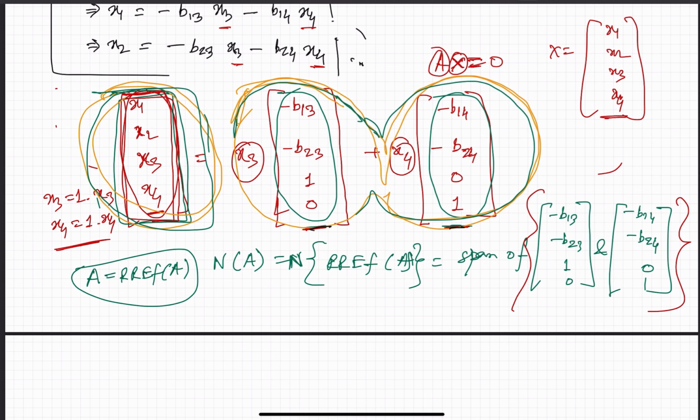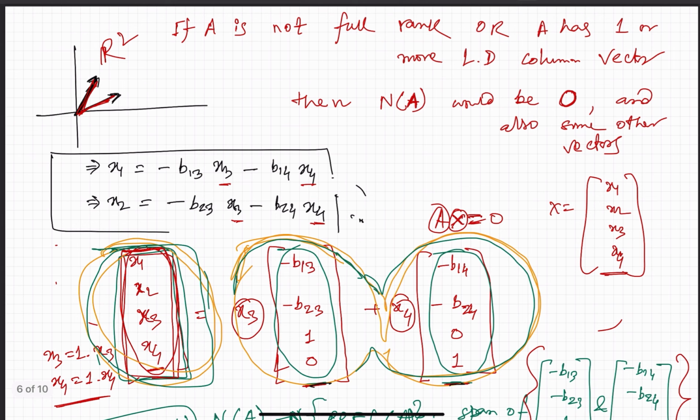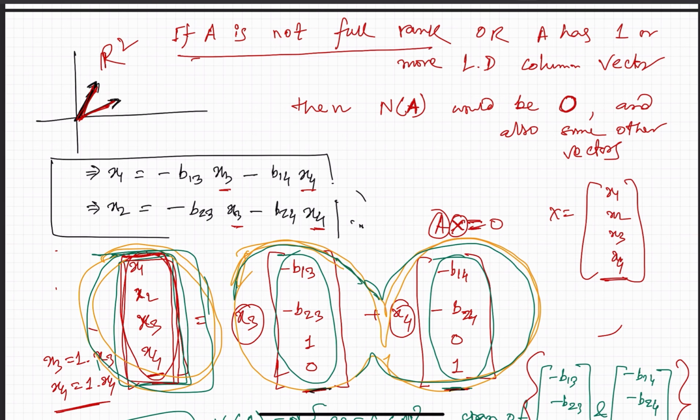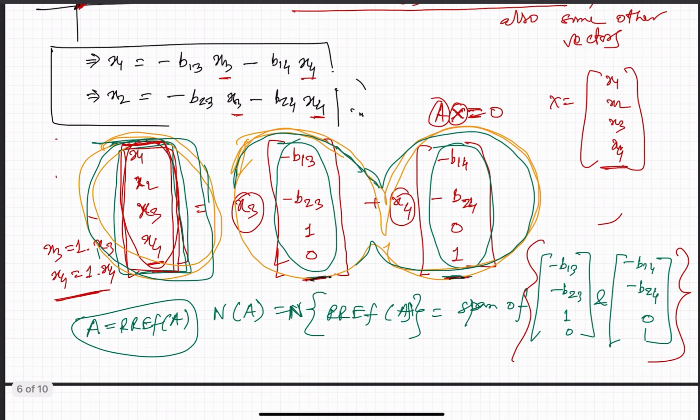So this is the relation of null space and linear independence. We can say that if A is not full rank, that is, A has one or more linearly dependent column vectors, then the null space of A would be 0 and also some other vectors. So 0 plus also all these infinite numbers of vectors, that is the span of these two vectors. In short, we can write it like this.